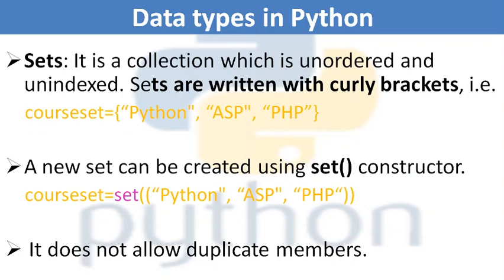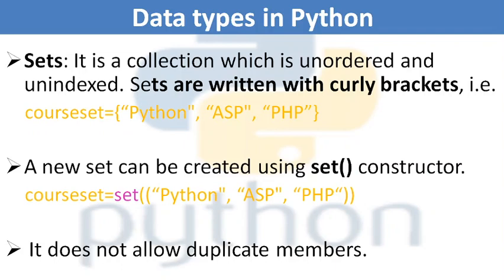Unordered means the position of an element within the set is not fixed. It can be at the first position or at the last position or in between. It is not fixed at all. Unindexed means the element's values cannot be picked using its index.